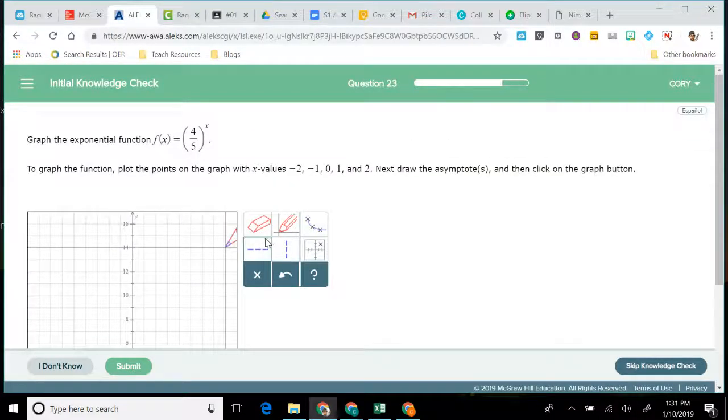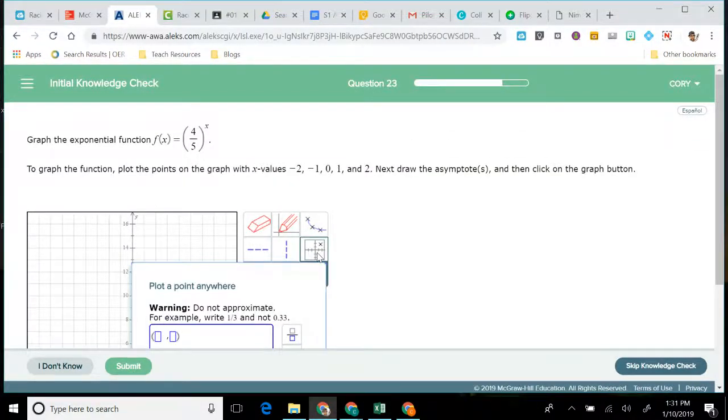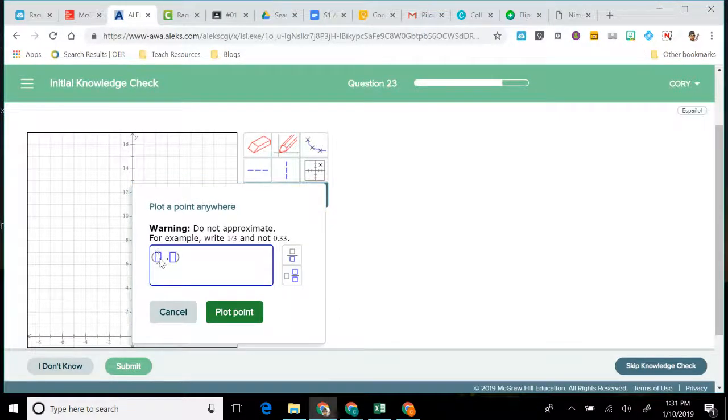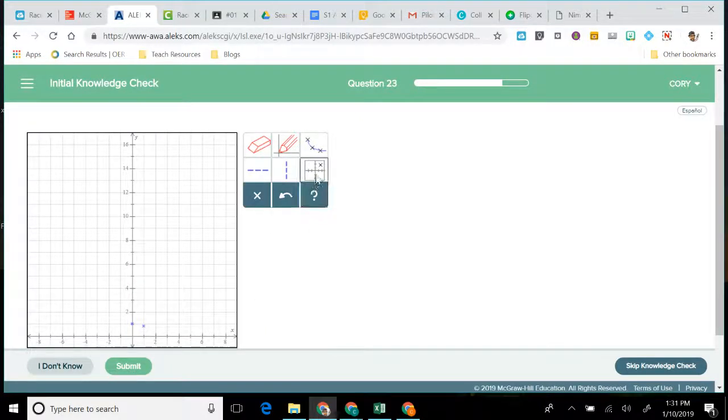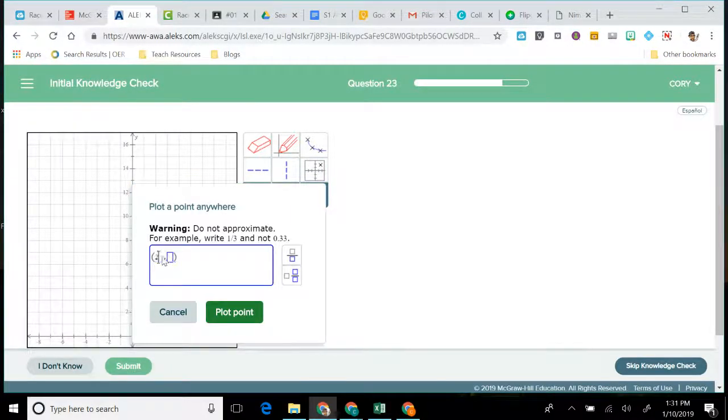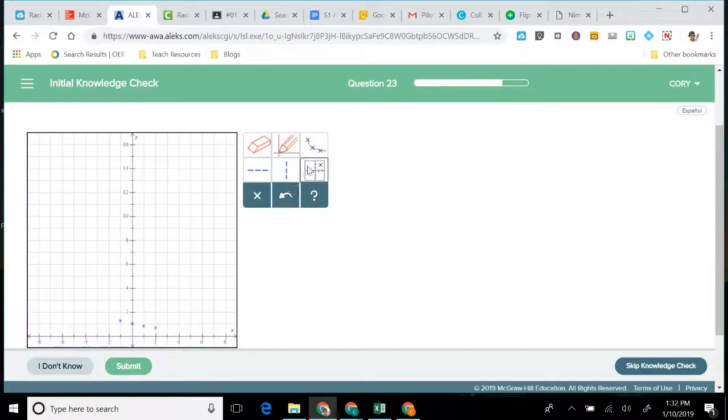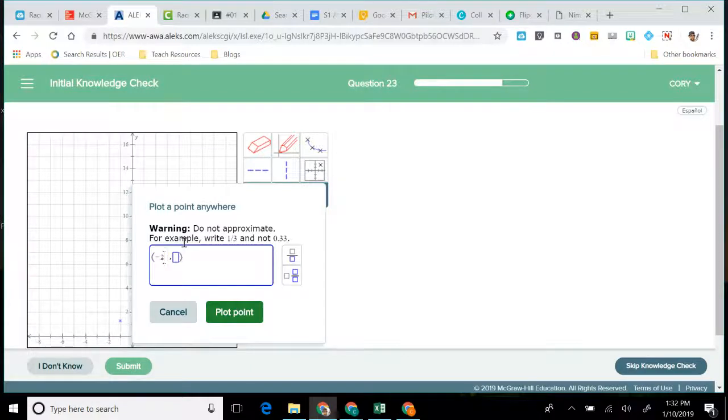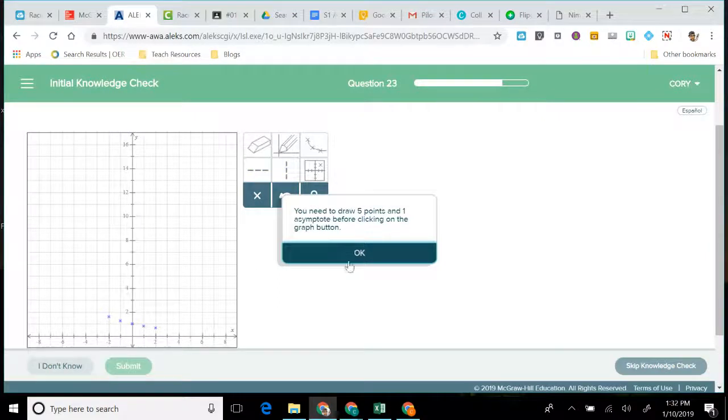Can I zoom? Oh. I had never seen that tool before. So 1, 4/5. 2, 16 over 25. -1, 5/4. -2, 25 over 16. Those are our points plotted.